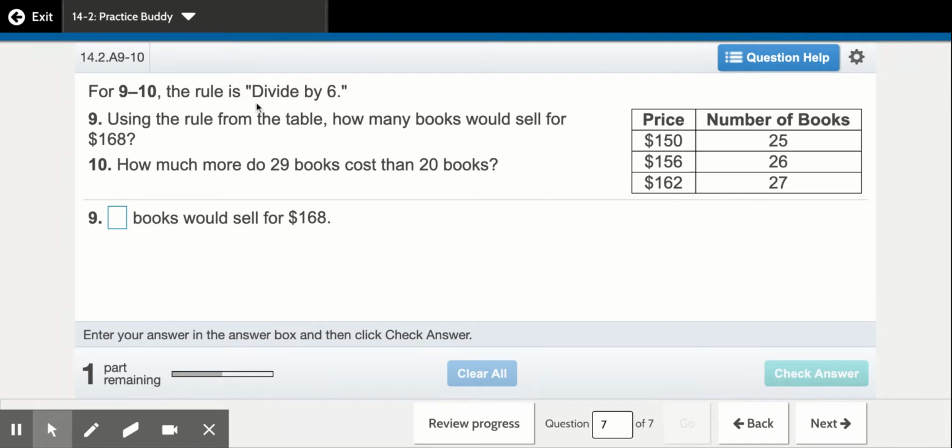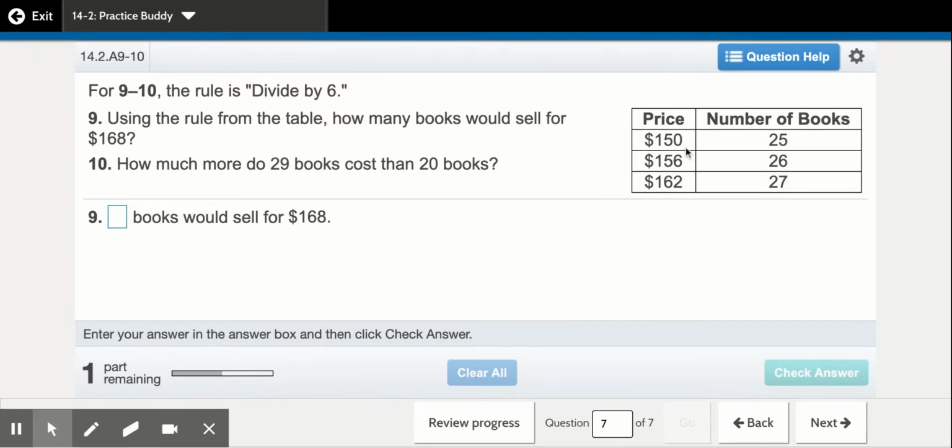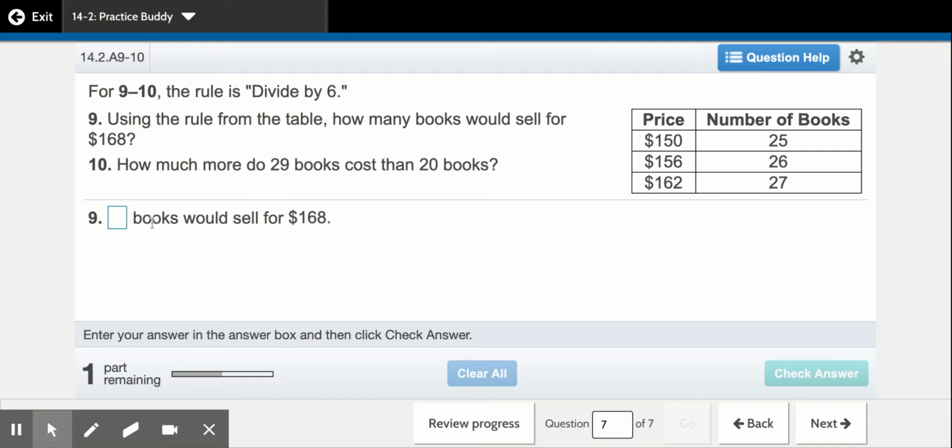So then for the next one, you're dividing by 6. So for how many books would sell for $168, you have to divide this by 6. Pretend like it's the next one in the table and this is a blank. You might be able to see a pattern here.